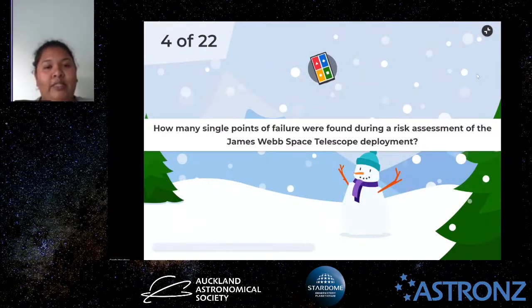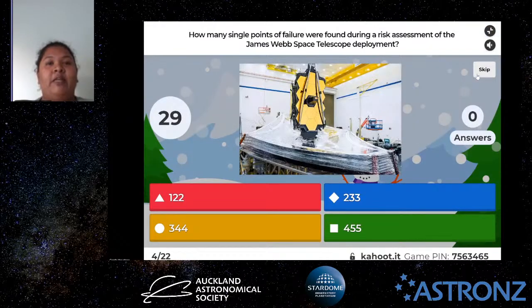How many single points of failure were found during the risk assessment of the James Webb Space Telescope deployment? So we know that the James Webb Space Telescope is due to hopefully be launched sometime soon. We've been waiting for it for so long. How many ways could the James Webb Space Telescope really fail, or can things go wrong? How many different points of failure did they find?